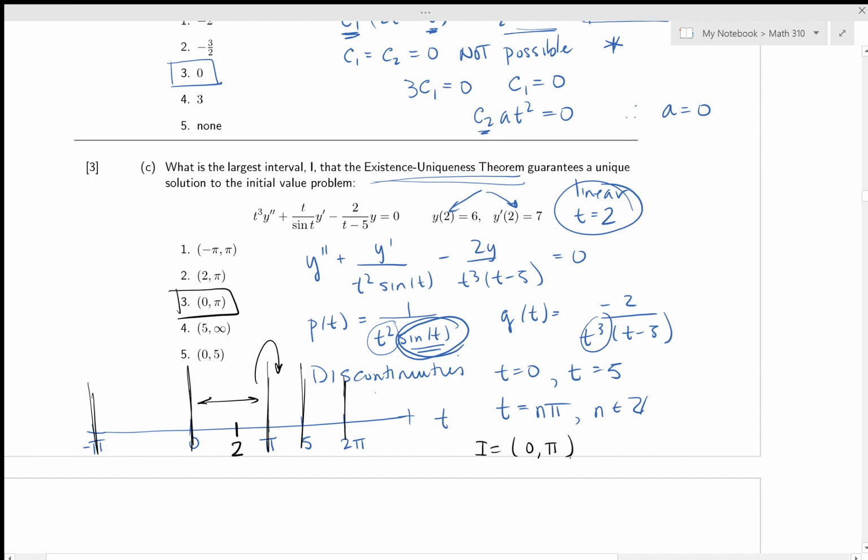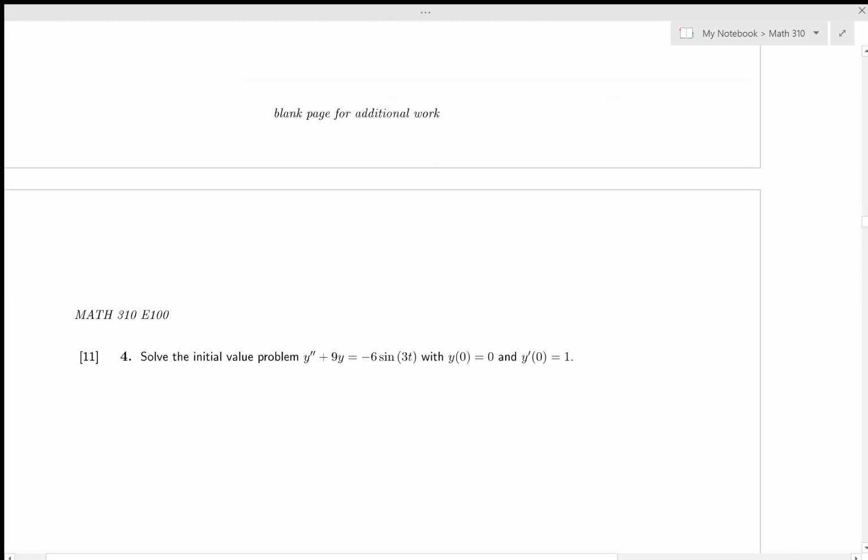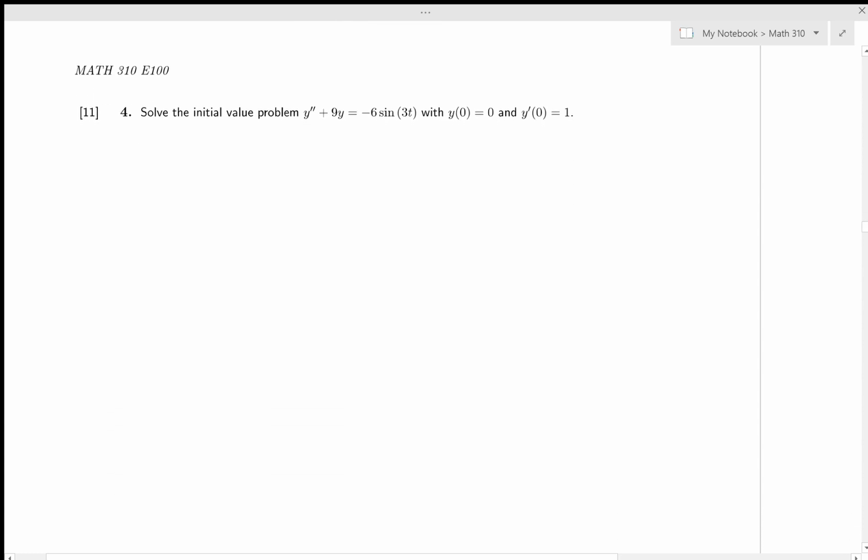Okay, question 3. Moving on to question 4, which I have to admit I'm looking at a fair bit of algebra happening here. I will do as much of it as I can. Okay, so here we have an initial value problem. You can see that it's the homogeneous part of it. This part here is constant coefficient.